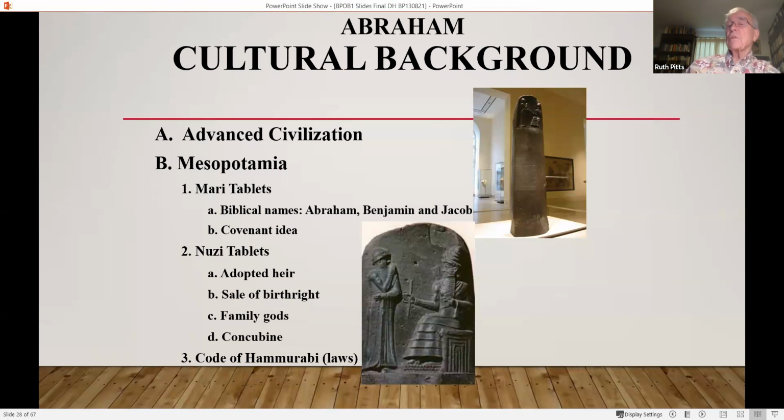Likewise, Nuzi, and the Nuzi tablets refer to the adopted heir. So Abraham doesn't have a child, so what he can do is adopt a man to be his son and to take his inheritance. Sale of the birthright, you remember Jacob and Esau. The stealing of the family gods, you remember Rachel trying to hide the family gods because that was evidence that what they had was in their possession, or Abraham taking a concubine. So all of those practices are indicated in these tablets in the cuneiform that have been left to us on the Nuzi tablets. And finally, and much more famously, the Code of Hammurabi, with laws which parallel laws and rules that you find in the Old Testament.